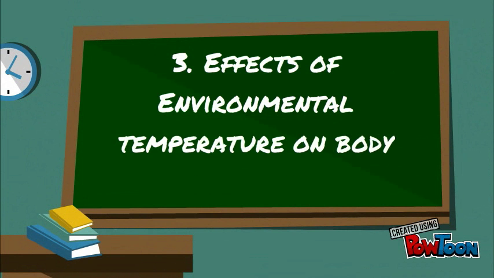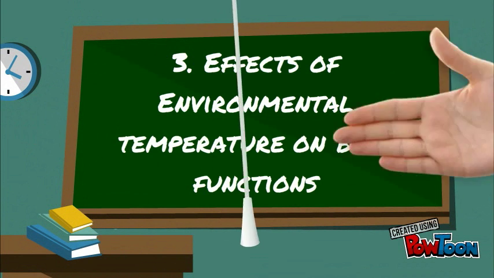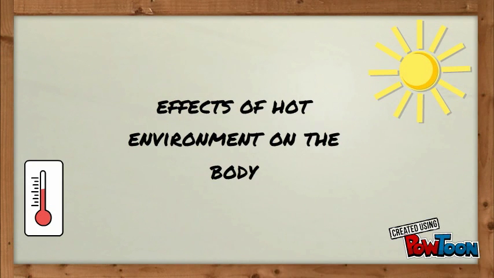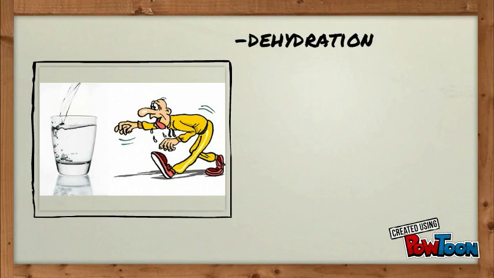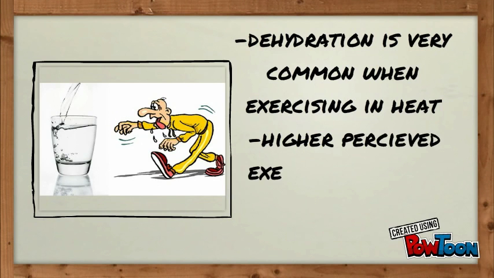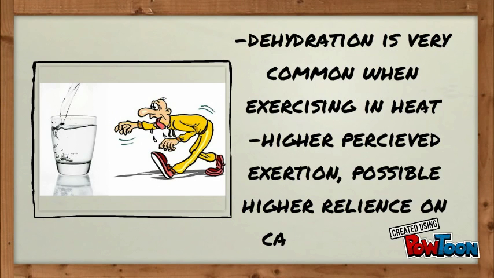Now I'll be talking of the effects of environmental temperature on body functions. Many athletes struggle with doing physical activity in hot weather. Dehydration is very common when people do physical exercise in heat. The negative effects of dehydration are a higher perceived exertion, a possible increased reliance on carbohydrates, and this can lead to overheating.